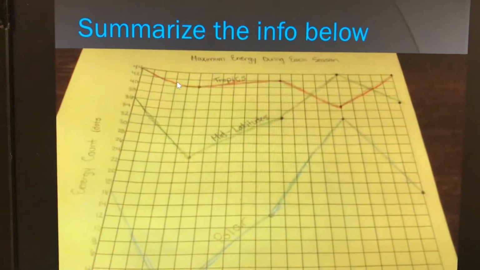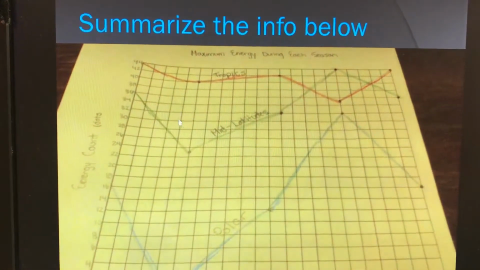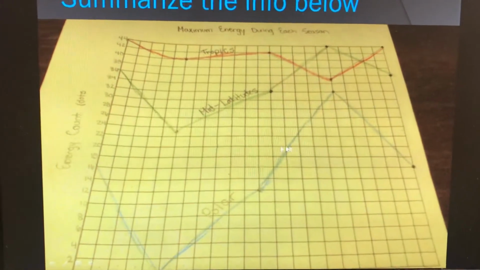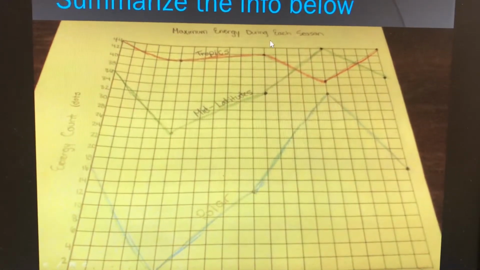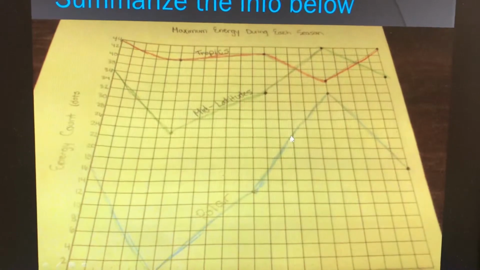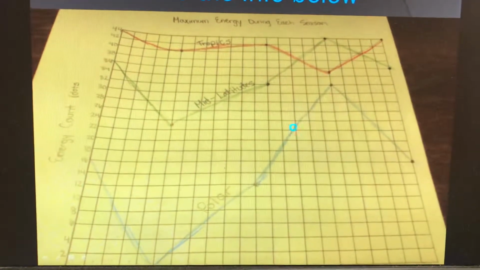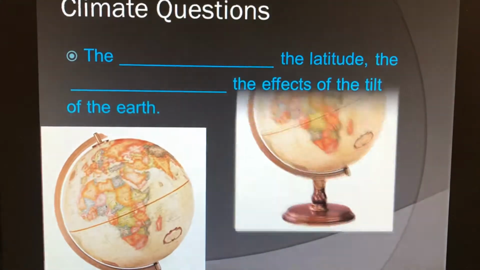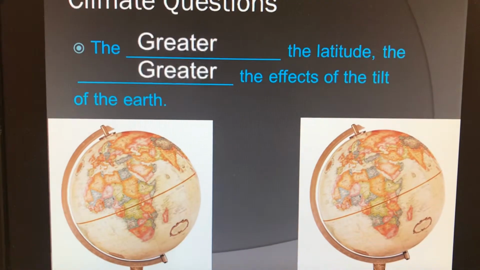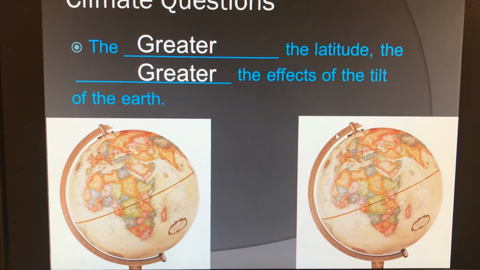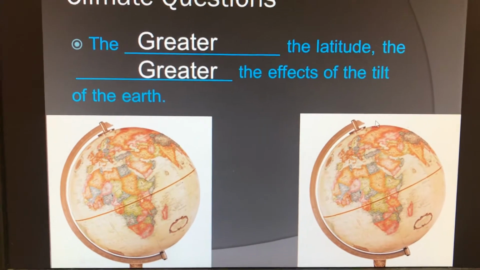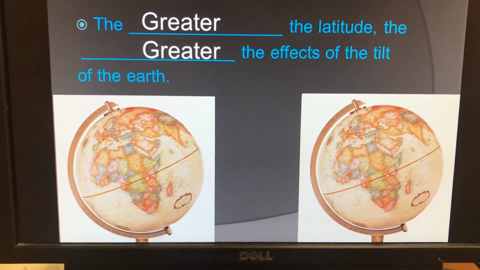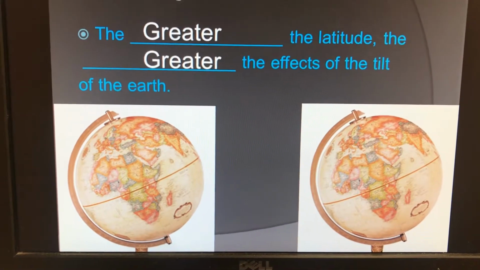You can see there's hardly any change in the equator, but when you get mid-latitude or certainly the poles, you see greater change. So the further you are away from the equator, the bigger the change you're seeing between seasons. So another way to say that is, the greater the latitude, the greater the effects of the tilt of the Earth. That would also be a good thing to write down for number 1. Pause the video and do that now, please.